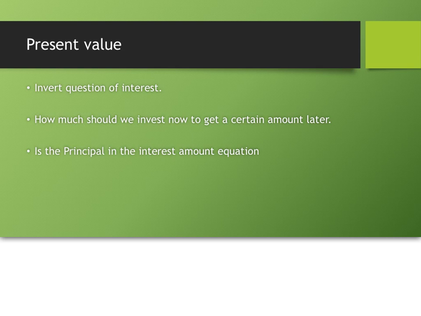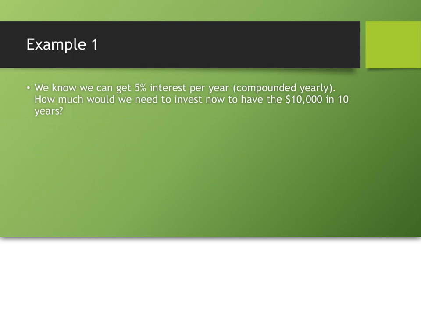Okay, so basically in our interest equation, if you remember, A is equal to P times (1 plus R over M) to the MT, the present value is essentially the P. It's the principal that you put in to get this future value. To actually solve these equations, it's fairly straightforward. You're going to start with a setup which comes exactly from the formula that we just looked at.